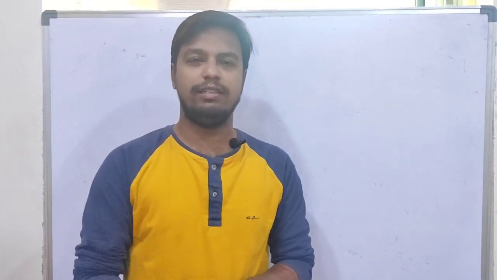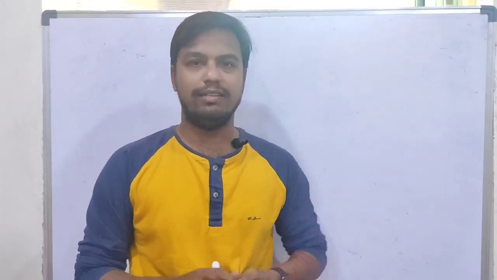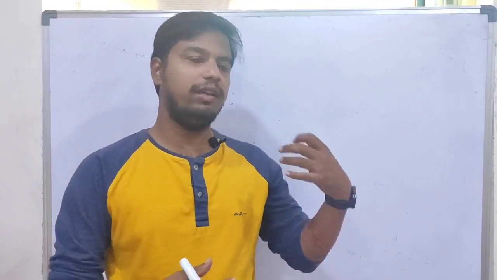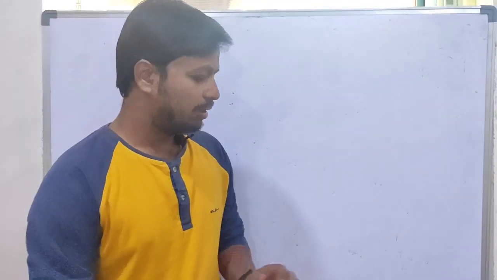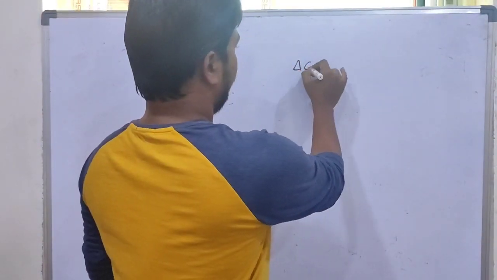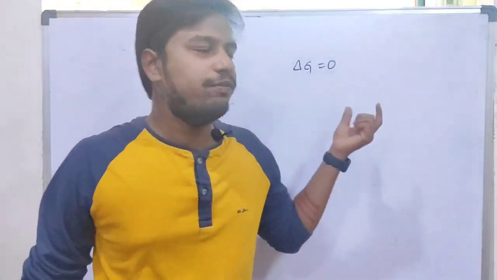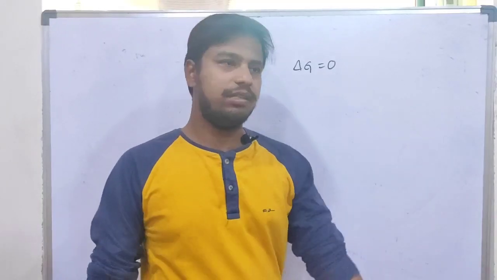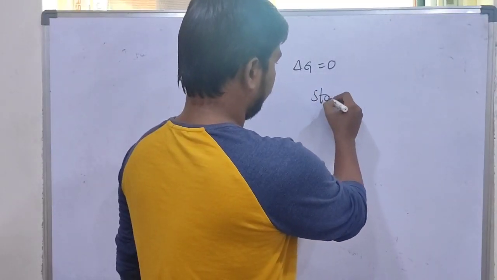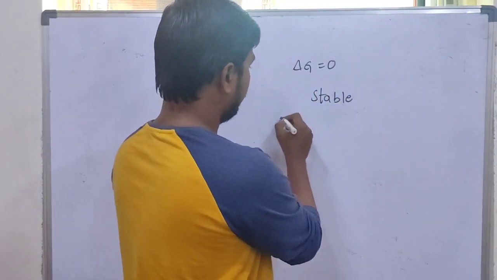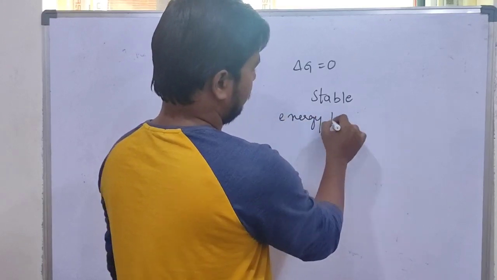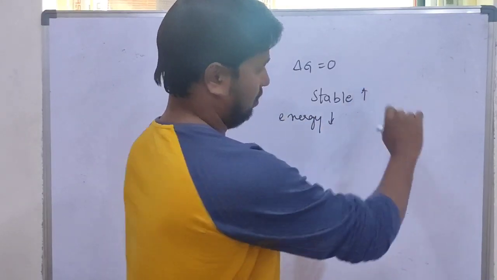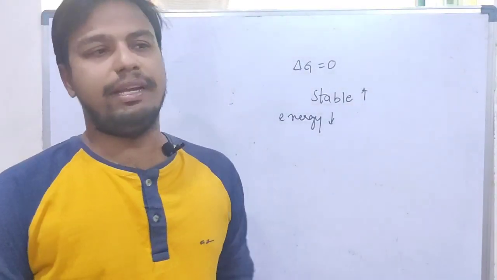Last video we discussed the introduction and some basic things about equilibrium and how it is established. You know that at equilibrium the free energy change is equal to 0. That means at equilibrium that particular system will be stable. We know the relation, right? If energy is less, then stability will be more. So that criterion we can apply here.